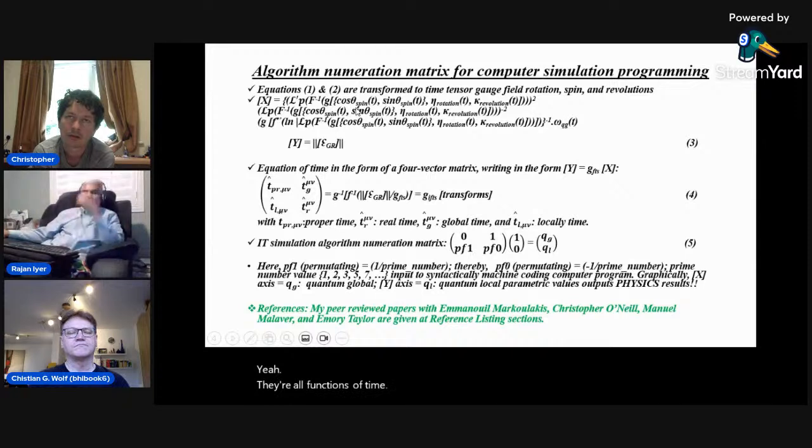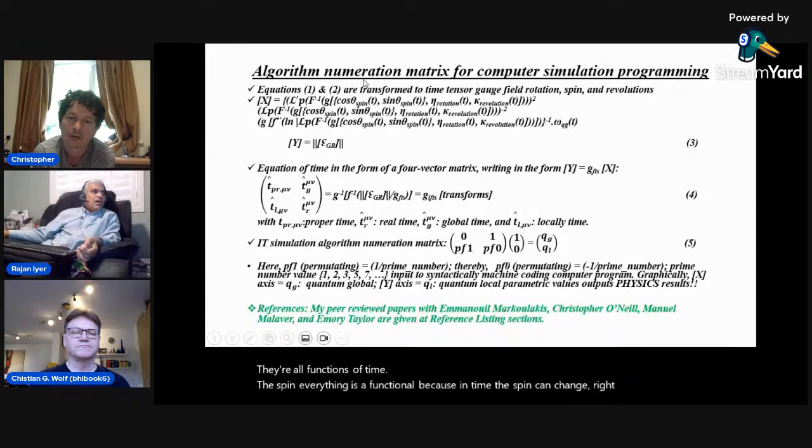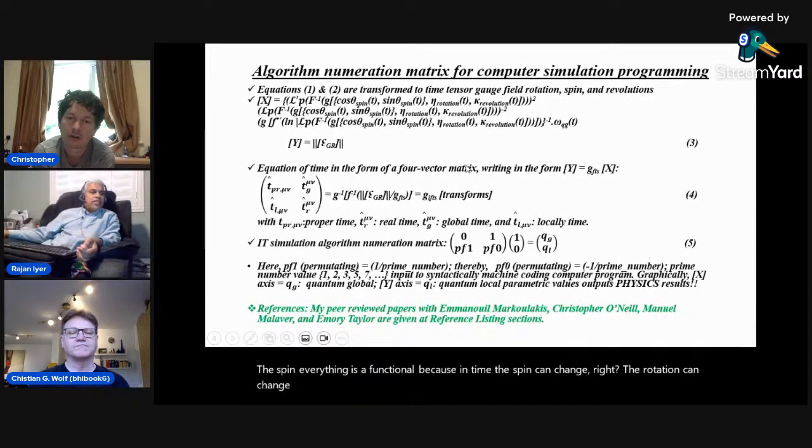The spin, everything is a function of time, because in time the spin can change, right? The rotation can change, the revolution can change in time. They are all functions. Okay, but you're putting in the time, but what is the... Because usually you'd put a variable into the equation, and then step forward through time, and that would change the outcome.